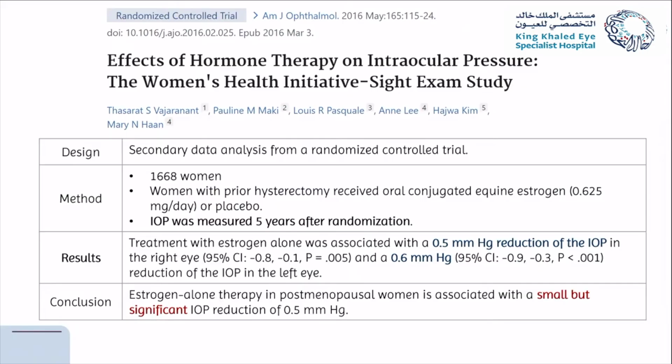This is a randomized clinical trial about the effect of hormonal replacement therapy on intraocular pressure. They had 1,068 women. It was a secondary data analysis from an original randomized clinical trial, and they showed that the reduction in the IOP was 0.5 millimeters of mercury. This reduction was small, but it was significant.